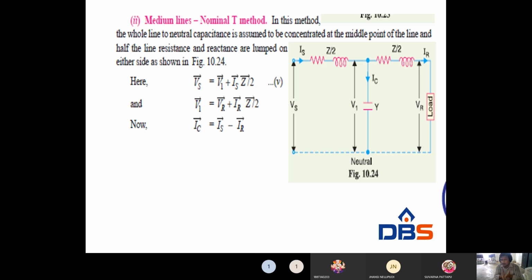Apply KVL for loop 1. VS is equal to receiving end voltage plus drop. The receiving end voltage is V1, and the drop is IS into Z/2. In the same way, apply KVL for loop 2. Here V1 is equal to VR plus the drop, which is IR into Z/2, right? But what is the capacitive current? IS is equal to IC plus IR, therefore IC is equal to IS minus IR, right?